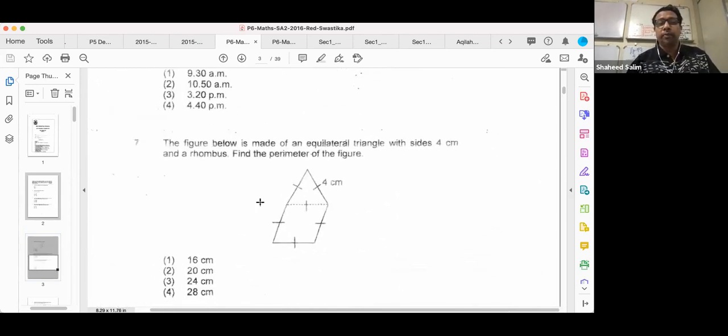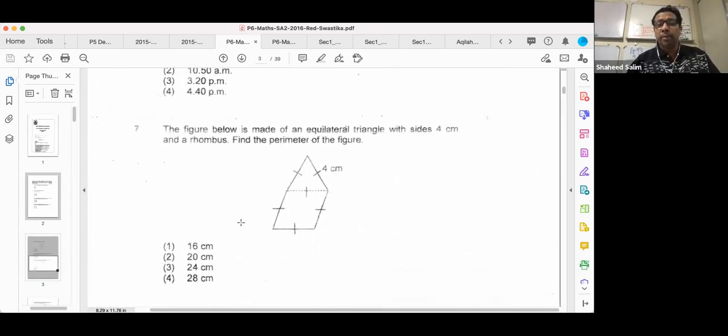Okay, come, try. Rhombus is a slanted square. Rhombus. They ask you for the perimeter. Remember the outside part. Perimeter means the outside part.